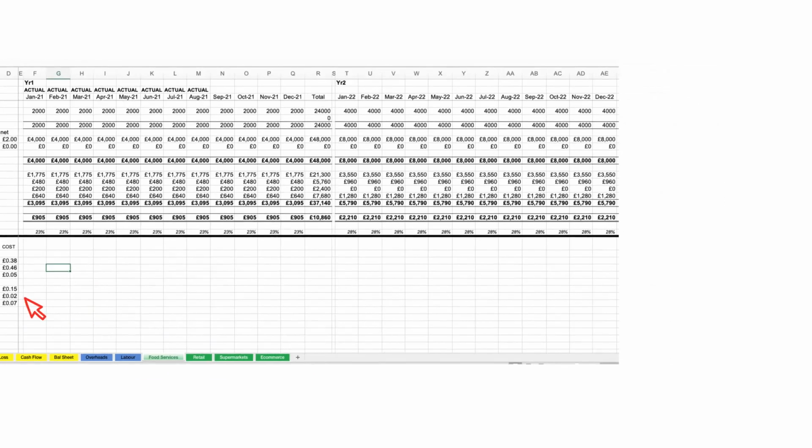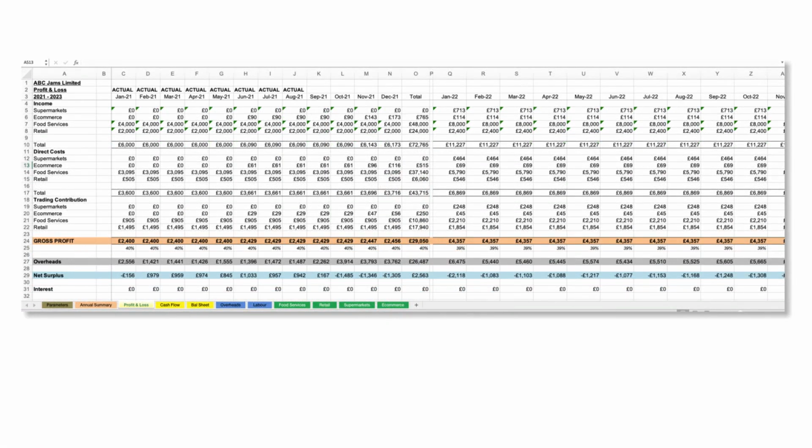If we do this for all of our 4 income streams, when we go to our profit and loss account, we can see that the income and the cost of sales from the individual tabs has been populated in here. And we can now see our gross profit, which is the line highlighted in orange.